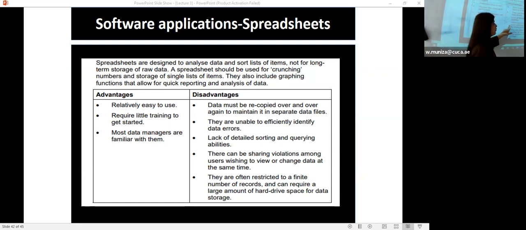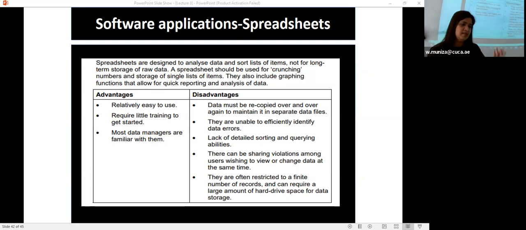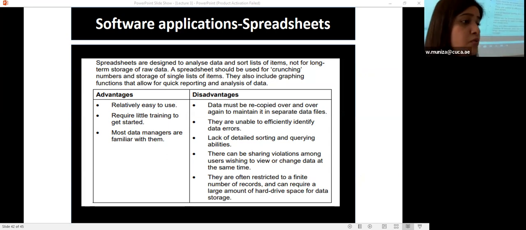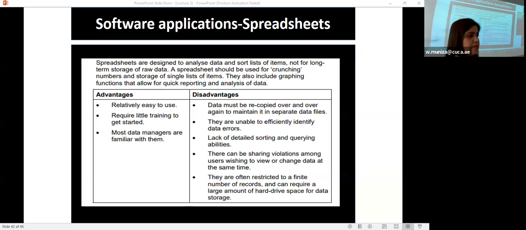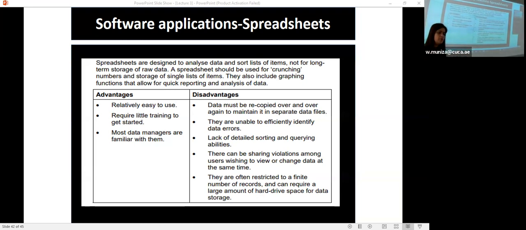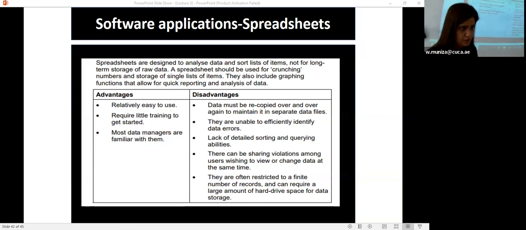There can be sharing violations among users wishing to view or change data at the same time. Now, my dear students, when we share an Excel spreadsheet, sometimes we do not want others to make changes in it, so we do not enable editing. So if other users want to make changes in it, they are not able to do that.